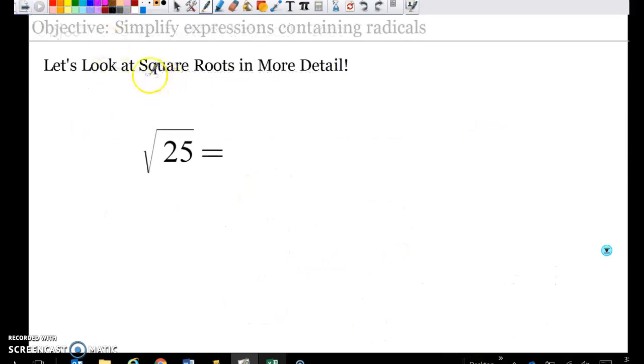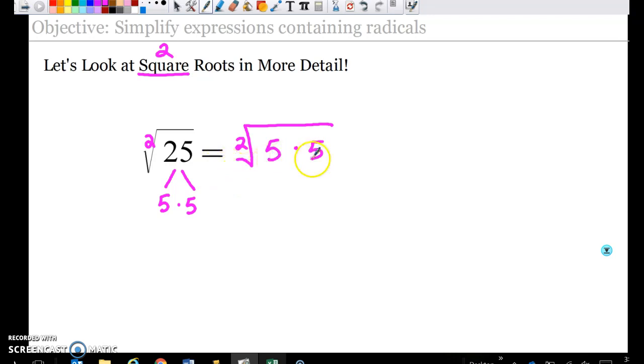Let's look at square roots in more detail. When I say square roots, something squared means 2 is the exponent. And I'm asking myself, what times itself twice will get me 25? So basically, something times something gets me 25. Well, in this case, what can I factor 25 into if I wanted to split that up? 5 times 5. Okay, so I have 5 times 5, and this is a square root. So basically, I want to know what times itself twice will get me 25. Well, of course, the answer is 5.